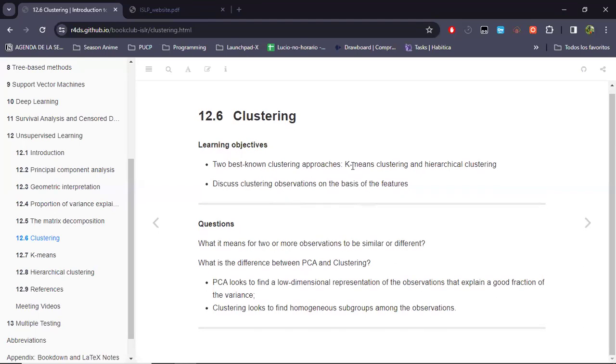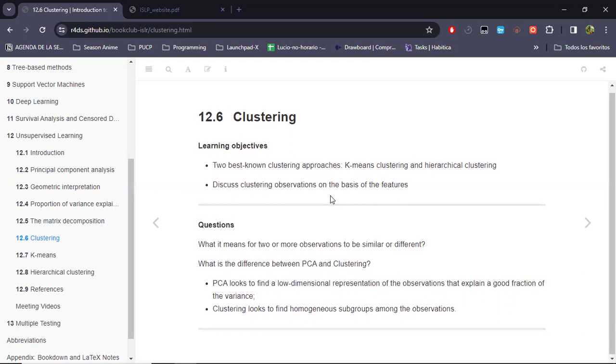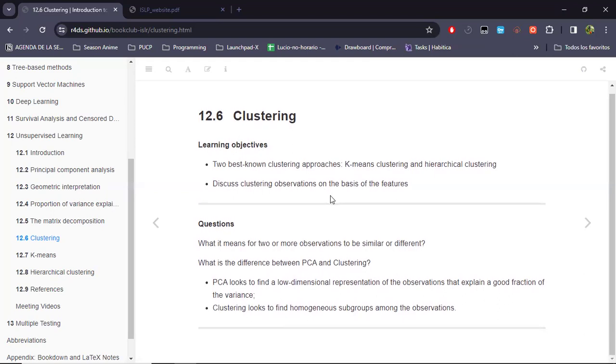So we're going to be looking first at k-means clustering. It's a pretty simple one. It doesn't really find a global minimum, but it kind of randomly iterates in order to find a local minima.